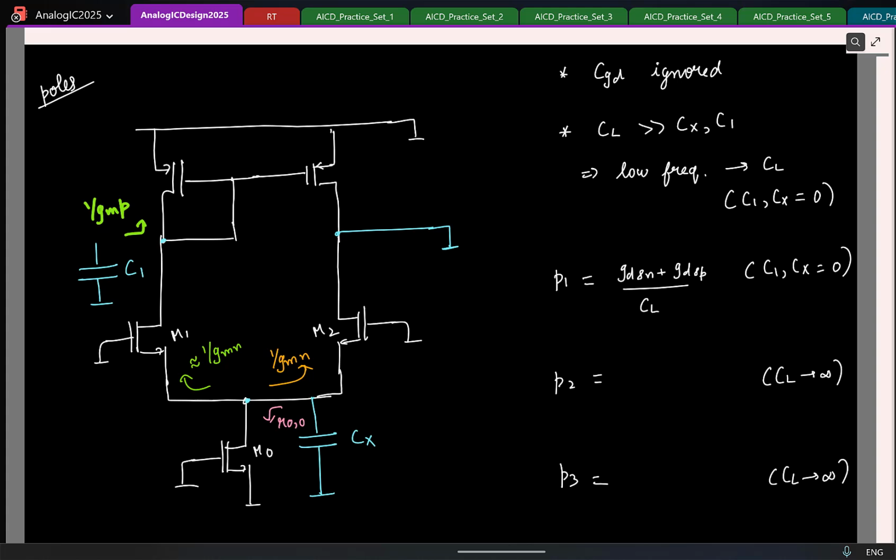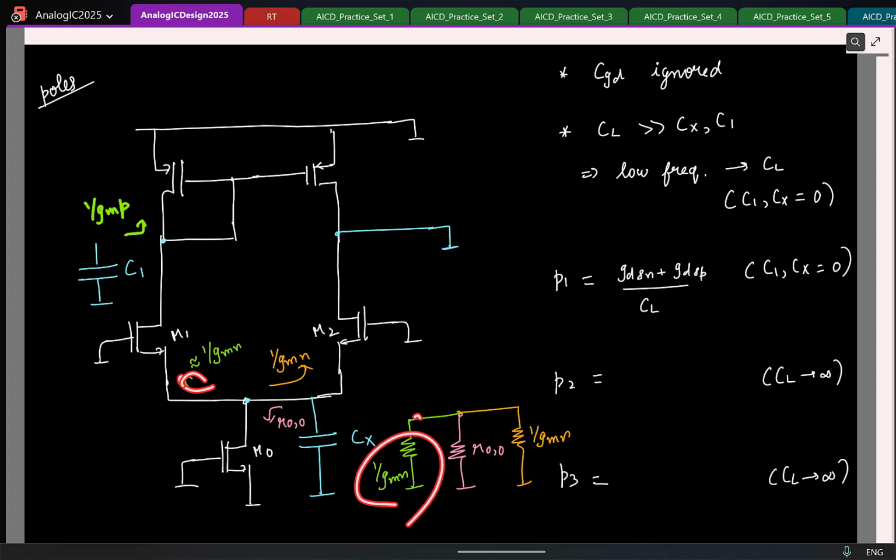Again, remember, when I say the looking-in resistance is 1 by Gm, it is the resistance from this node to ground. Okay, so if I were to redraw this, on the bottom side I have a resistor R naught. To the right side I have a resistor to ground, which is 1 by Gm. To the left side I have another resistance connected to ground.